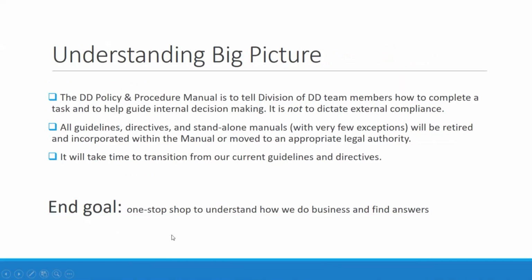So understanding the big picture, what are we trying to accomplish and what do I need to be thinking about as I'm developing content for the manual? First and foremost, the policy and procedure manual is intended to dictate our internal operations. It is not intended to dictate external compliance. And I want to say that again, it is not intended to dictate external compliance.